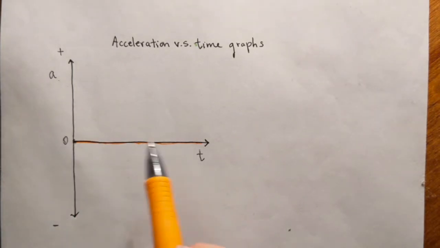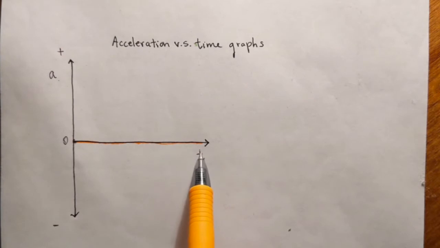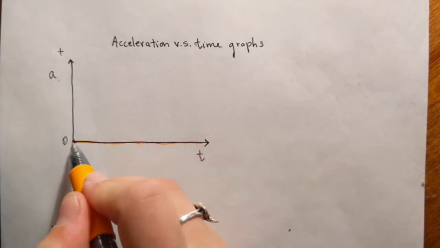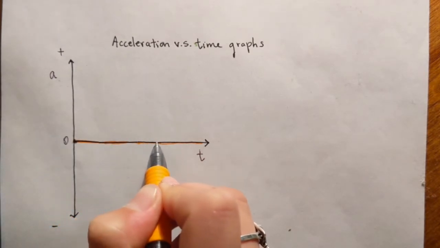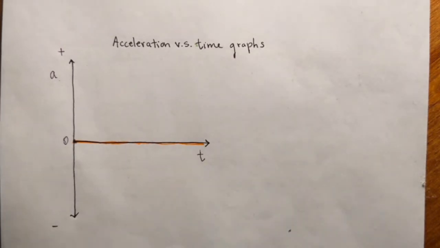So guess what? Our graph is going to look the same as for the previous 2 videos. So at t equals 0, at the beginning, the acceleration is 0, and as time passes, the acceleration is still 0, and it's always 0 because the object never changes its speed or its direction.